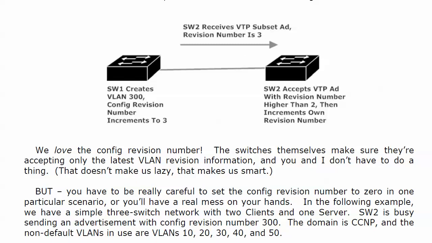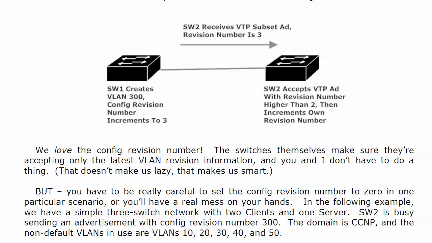Now, we love this. This is a fantastic value because it's very simple, and the switches themselves, frankly, handle all the work. You and I, the network admins, we don't have to do anything to make this happen. This doesn't make us lazy, it makes us smart. But there is one, I hesitate to say doomsday scenario. I don't want to sound too dramatic, but if it happens to you, that's probably what you'll be thinking at the time, because you have to be very careful to set the configuration revision number to 0 in one particular scenario, and this is a little more real world than you think. This isn't just something I made up to show you how this works.